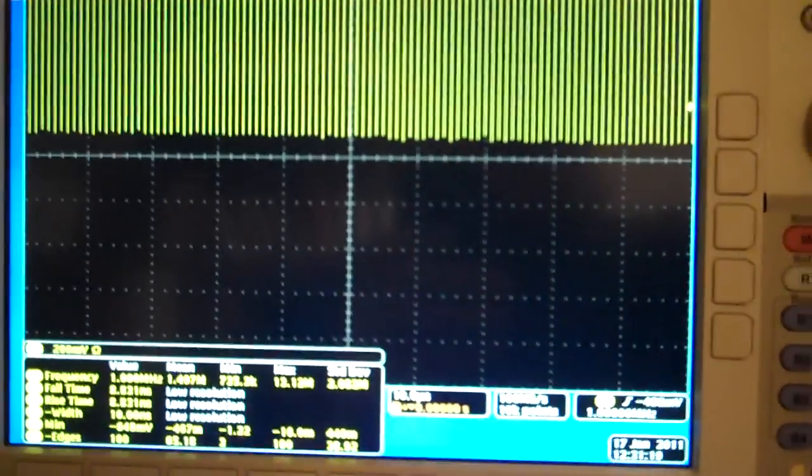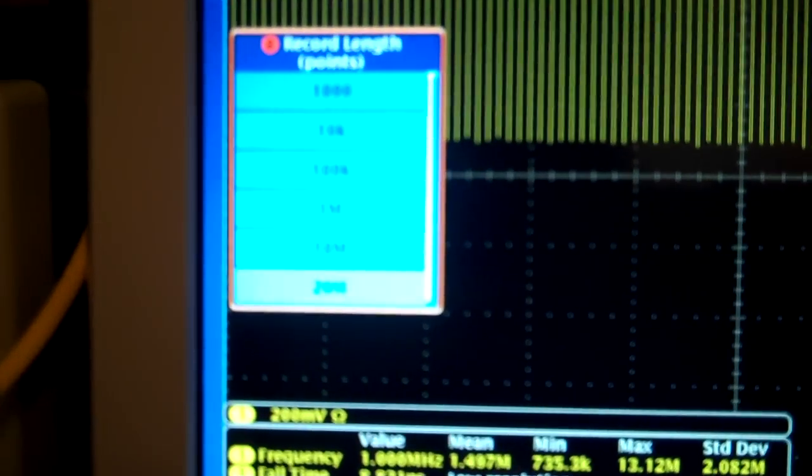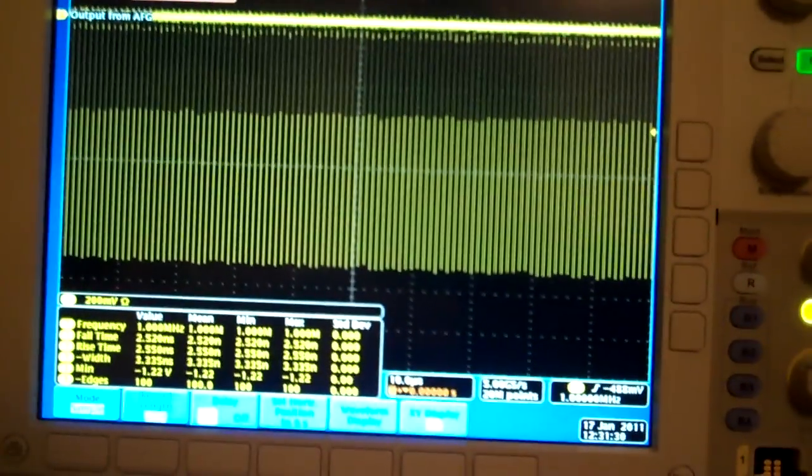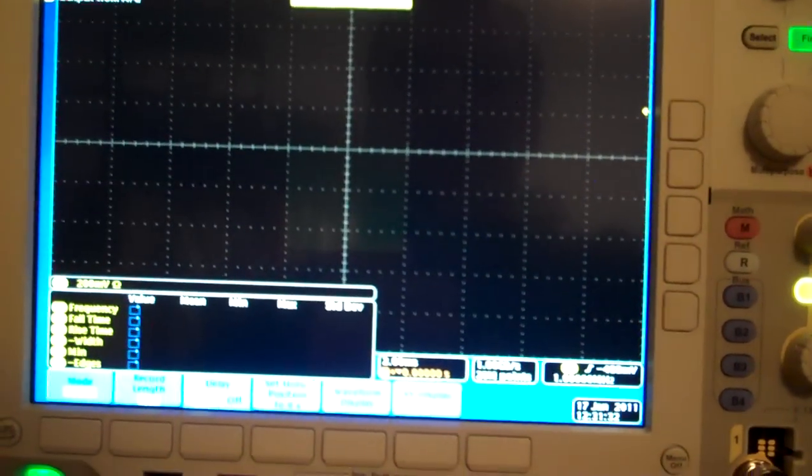The solution, of course, is to turn up my sample rate from 10,000 points all the way up to 20 million points. Make the same measurement. I get accurate measurements, 100 edges. How far can I take this? Well, here's a 20 millisecond capture.